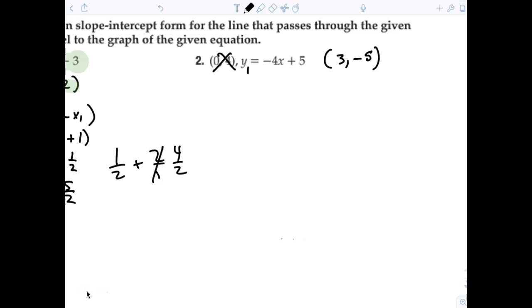So now, I didn't ask you to do anything. I said go to stat, go to edit, and then you replace under L1, you're going to type in what? 3. And then you go over to L2 and replace that with what? Not minus 5, negative 5. And then you hit graph. And then you should have a new what? You should have a new point. And you should have a new what? A new line.